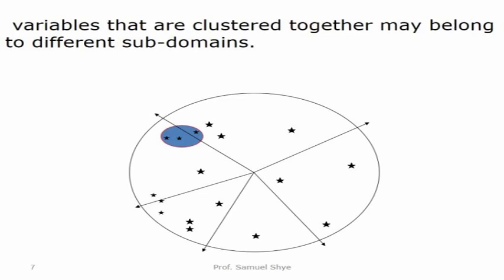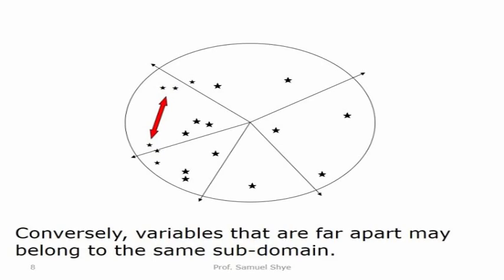Now, this feature of facet theory brings in new concepts, raises new questions, and opens new ways of understanding behavior. All these make facet theory a revolutionary scientific paradigm for behavioral research. Sampled variables that are clustered together may belong to different subdomains, just as two cities that are close together may be located in different countries. Conversely, variables that are far apart may belong to the same subdomains, just as two cities that are far apart may belong to the same country.